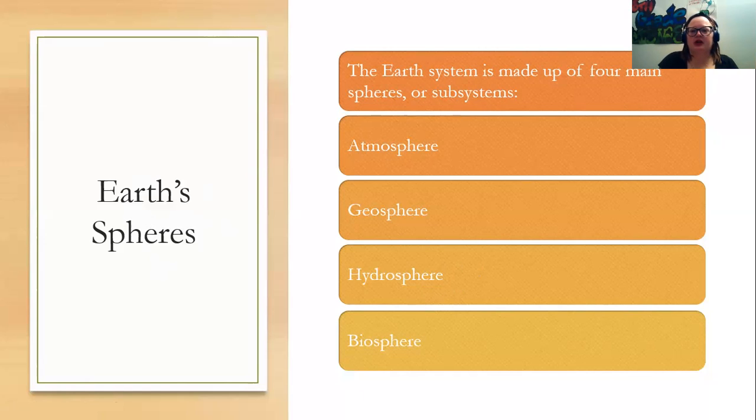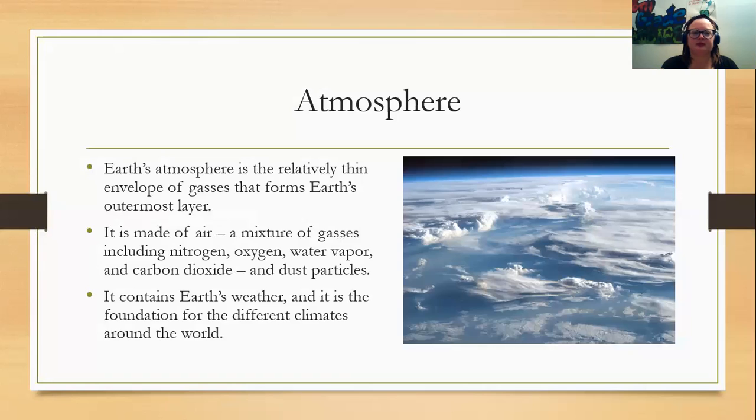So Earth spheres. The Earth system is made up of 4 main spheres or subsystems. We have the atmosphere, the geosphere, the hydrosphere, and the biosphere. Yesterday, I also mentioned the cryosphere. I'll be talking about the cryosphere again today, but the cryosphere is basically the frozen part of the hydrosphere because remember, cryo means ice, it's frozen water. And hydro means water, and the hydrosphere is the water part of Earth.